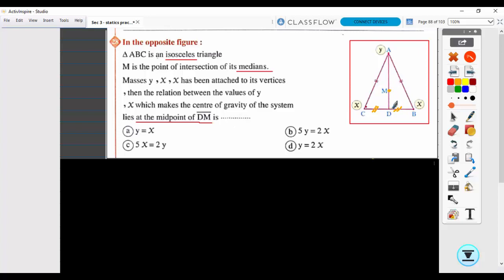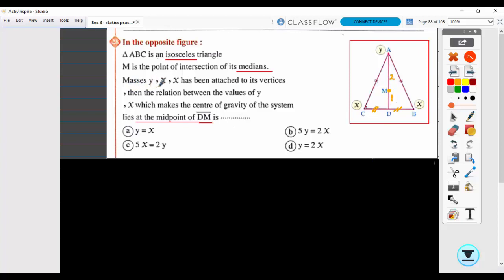So the ratio between MD to MA equals 1 to 2. So if AD equals 3L, so AM equals 2L and MD equals 1L. It's very important: if AD equals 6, so AM equals 4 and MD equals 2.